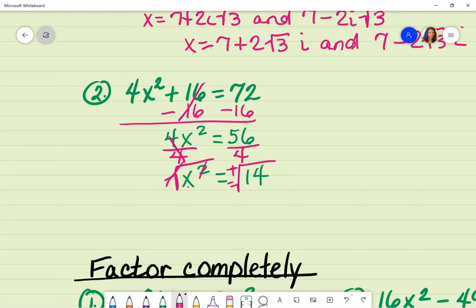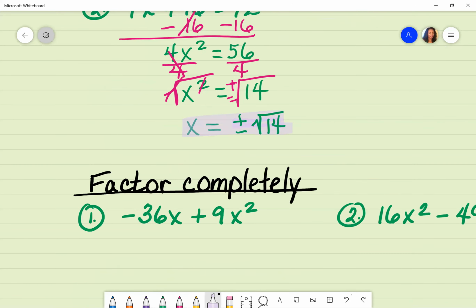Now what's happening is I'm bringing down my radicand x. So x is by itself. X is equal to two answers, plus or minus square root of 14. That is my answer. And again, you can take it apart if you wanted to. You can have one plus and then one minus.